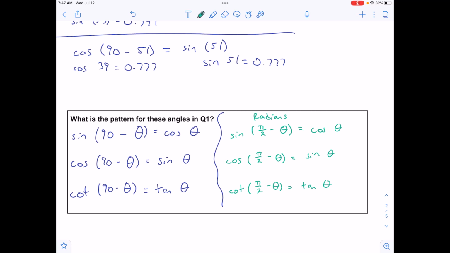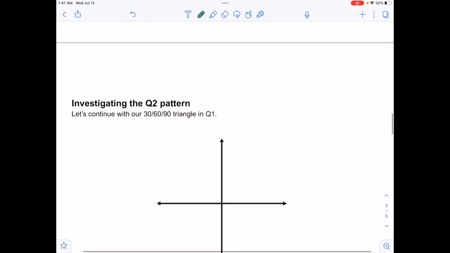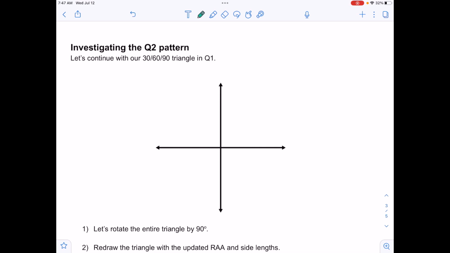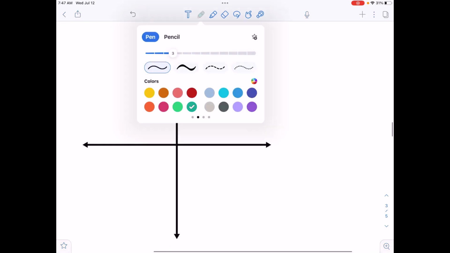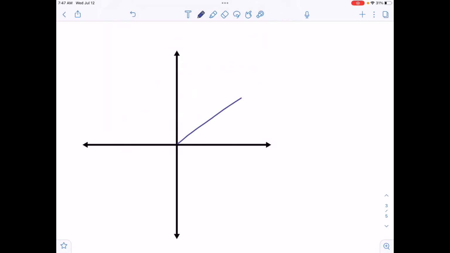Okay, let's continue now and let's look at a pattern for angles in Q2. We're going to continue with our 30, 60, 90 triangle. I'm just going to redraw it on here, the one that we were just dealing with. So we had 30, 60, this was 90. My hypotenuse was 2, my short side was 1, across from 60 is root 3.